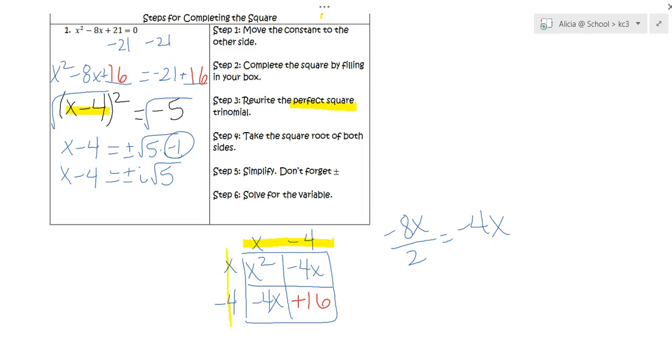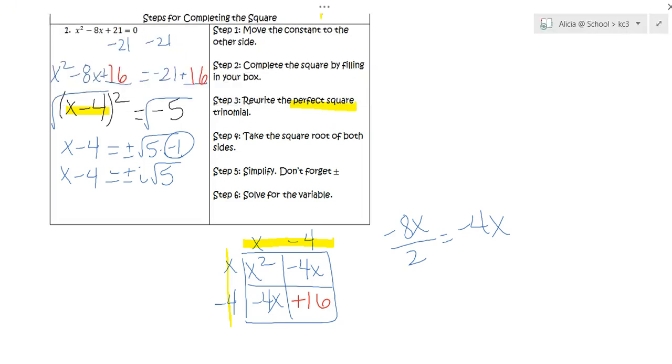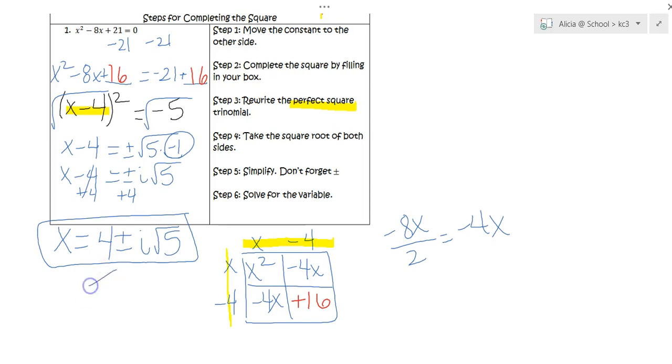Still need to solve for my variable, so I need to get that x by itself, which means I have to subtract. I'm subtracting 4, so the opposite would be to add 4 over. My final answer then is going to be x equals 4 plus or minus i times the square root of 5. Keep in mind that plus or minus sign does give us our two solutions, right? These two solutions would be x equals 4 plus i times the square root of 5, as well as x equals 4 minus i times the square root of 5. So that plus or minus gives us our two solutions.